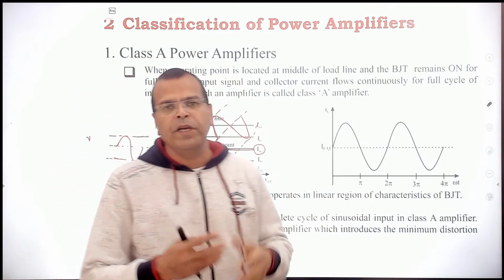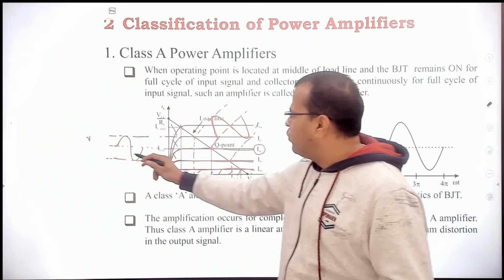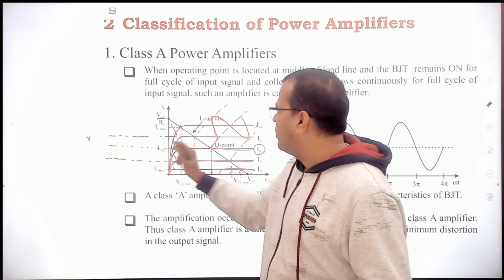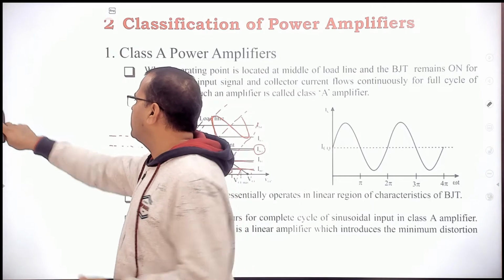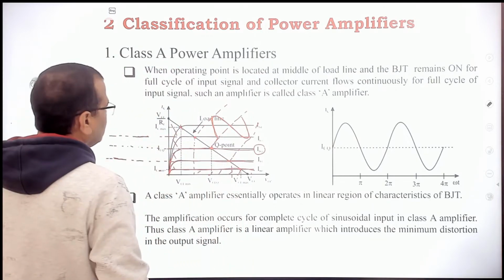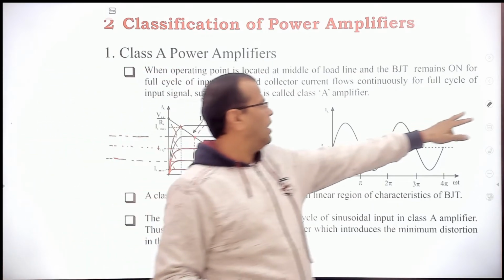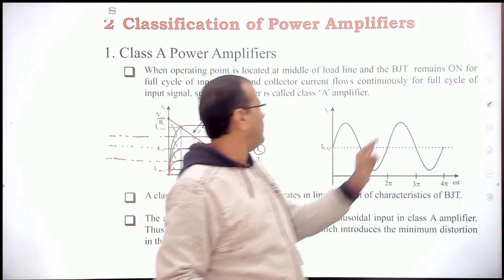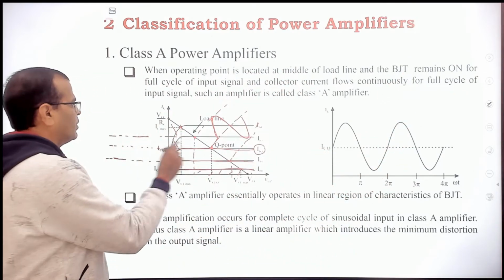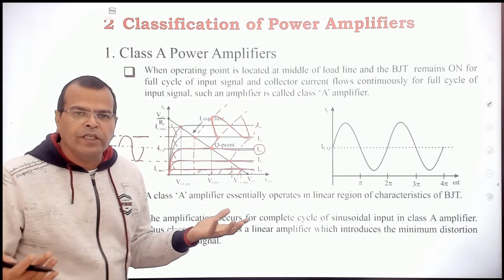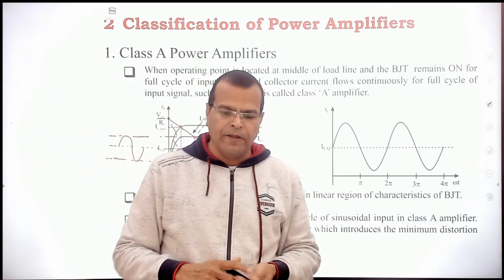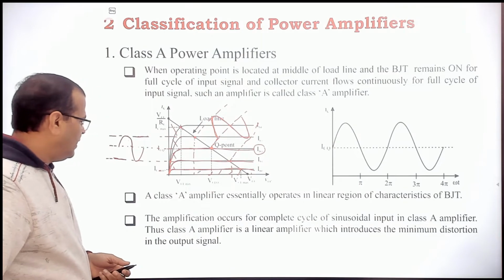What is the meaning of minimum distortion? The output signal is sinusoidal for sinusoidal input current. What I mean to say is, remember, this output current is sinusoidal for sinusoidal input current. So there is no distortion in the output. Fine.